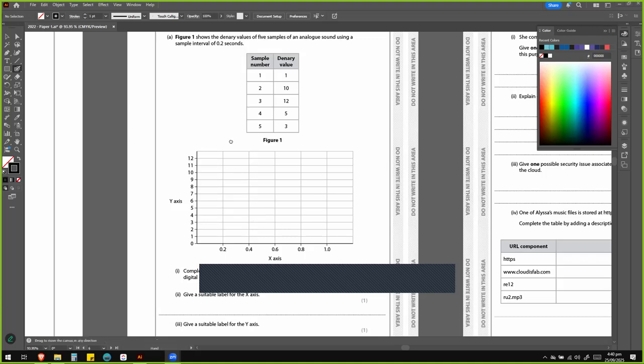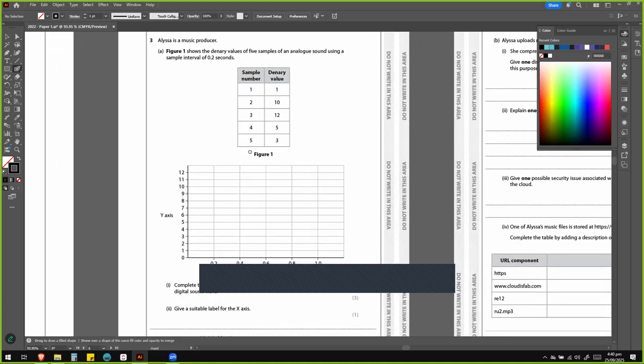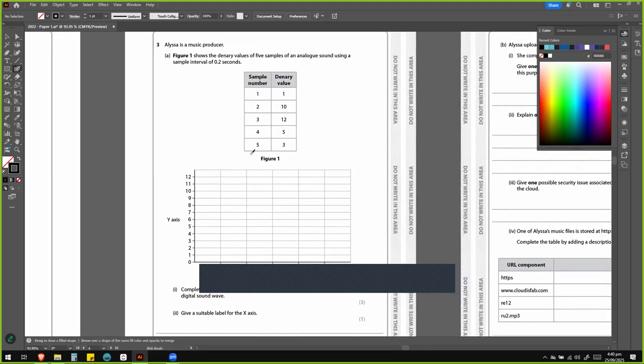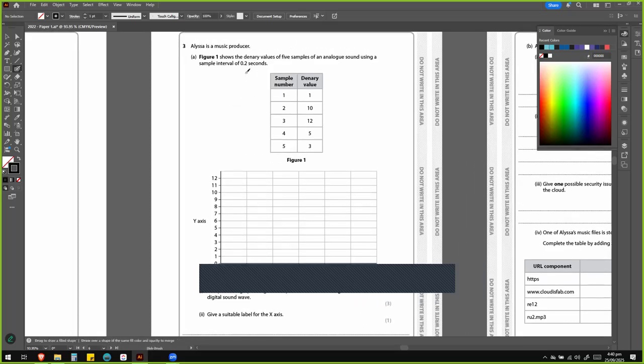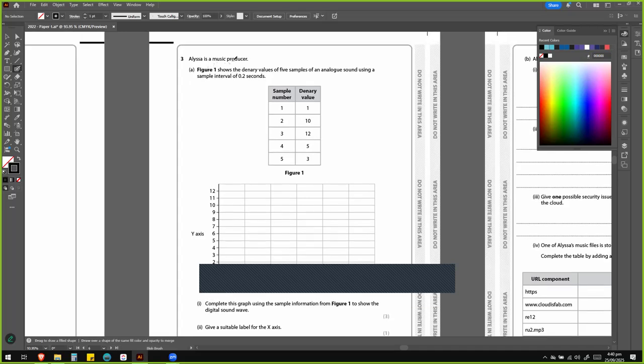All right, so I hope you've paused the video, and if you haven't, pause the video, come back for the answer for this question. Oh, sorry, I think I didn't read out the question first. So Alyssa is a music producer. Figure 1 shows the denary values of 5 samples of an analog sound using a sample interval of 0.2 seconds.